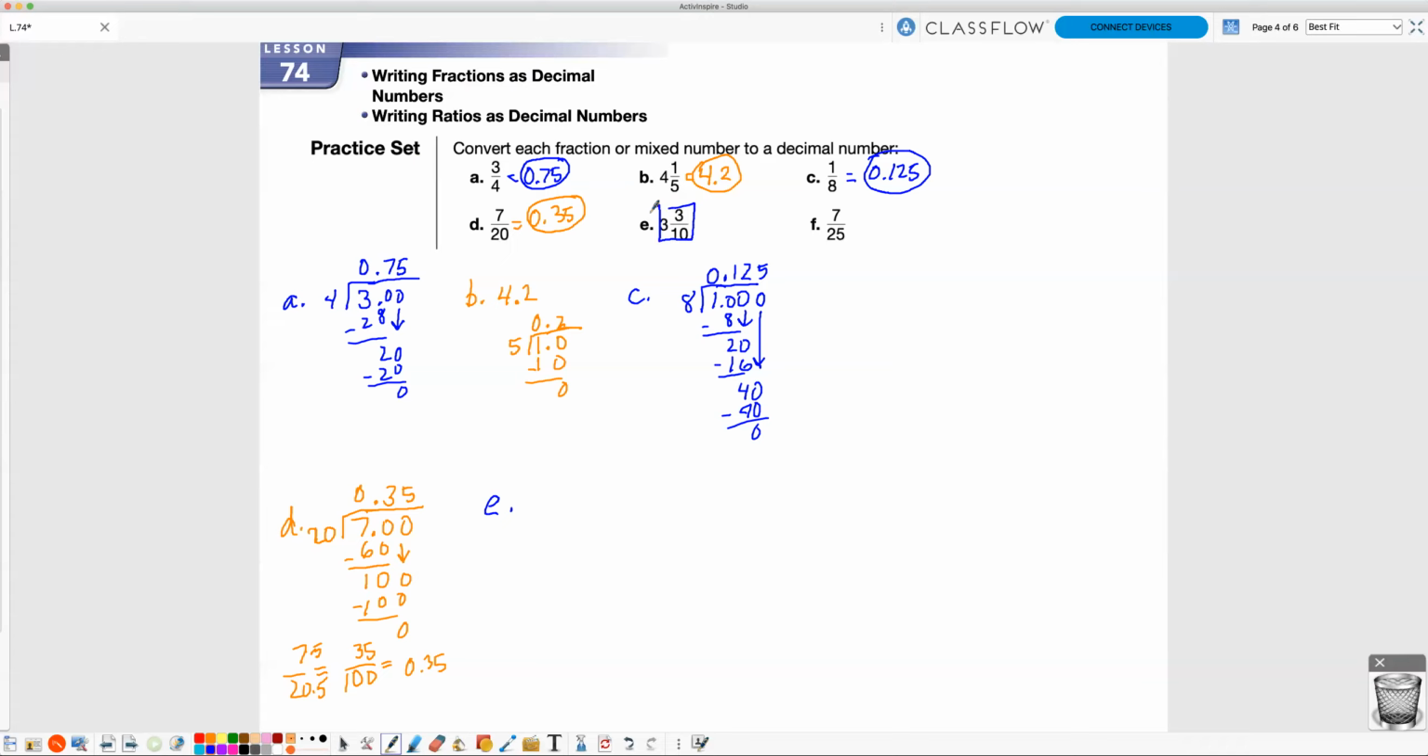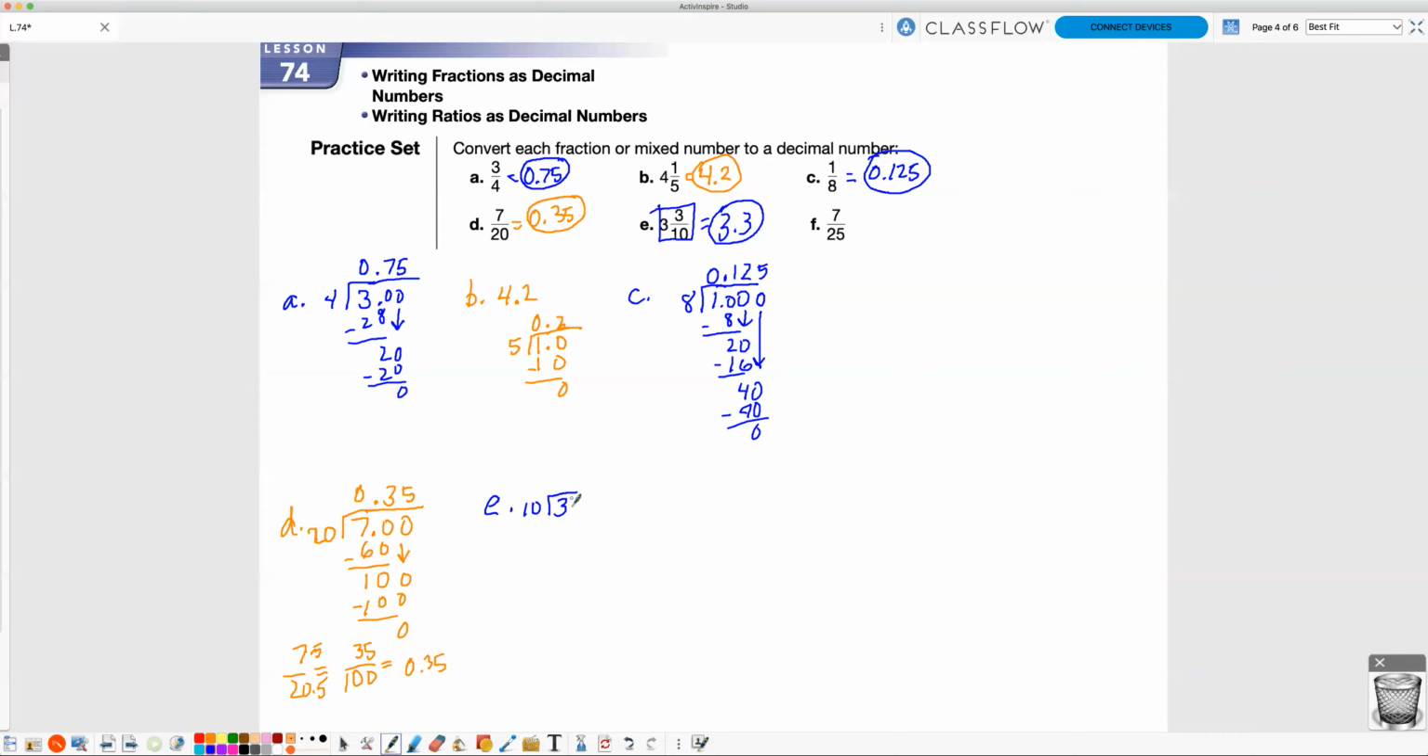Honestly, there is nothing to do, but if you know how to read this and you know how to translate that into a fraction, from a fraction to a decimal, 3 3/10. I don't even know what to say there. We can do this if you want to.